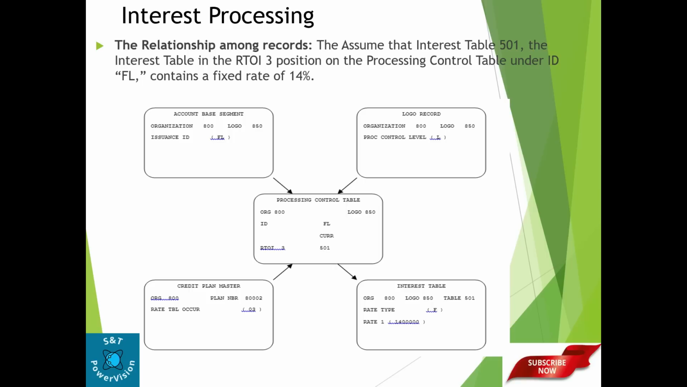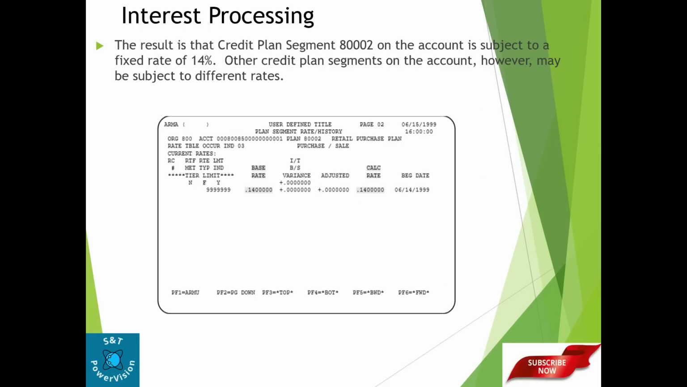After that, go to the ARMR screen, enter that table number 3. We can see the actual rate here, rate 1. After that, the result is that credit plan segment 8002 on the account is subject to a fixed rate of 14%. Other credit plan segments on the account, however, may be subject to a different rate here.